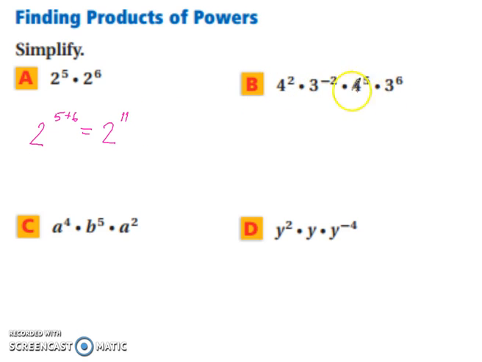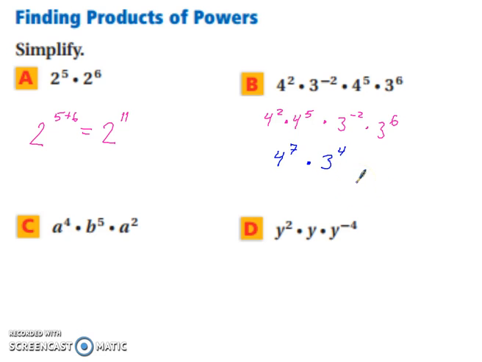Notice how not all of them have the same base, but we have 4 squared and 4 to the 5th. They have the same base, so we can put those ones together. And then we can put our 3 to the negative 2 and our 3 to the 6th together. So when we have 4 squared times 4 to the 5th, that's really 4 to the 7th. And then we have 3 to the negative 2 times 3 to the 6th. Well, negative 2 and 6 make 4, so we have times 3 to the 4th.